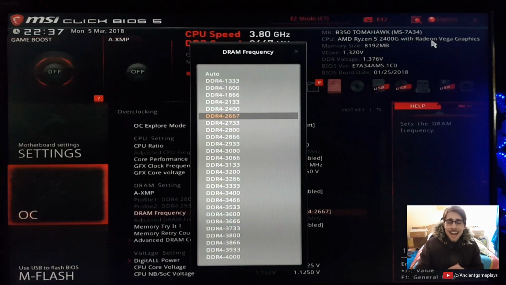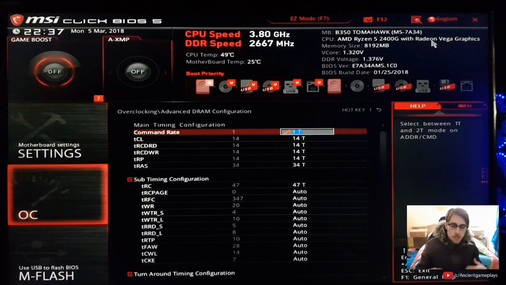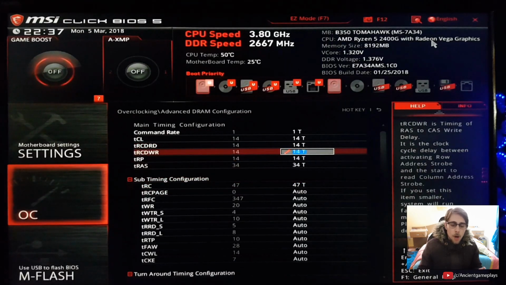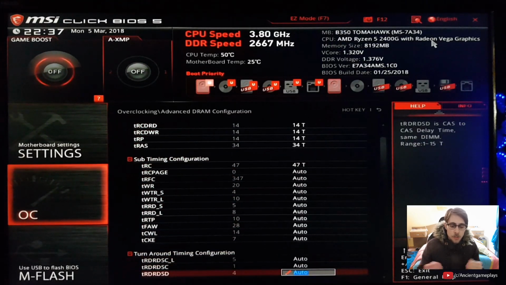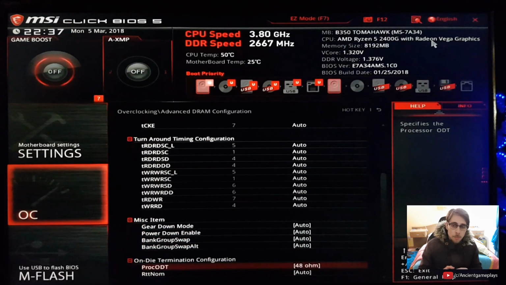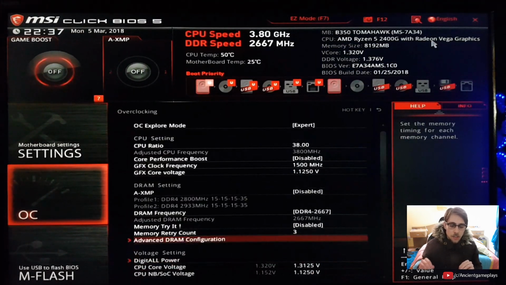As for the RAM, my RAMs suck. They are G.Skill Ripjaws 4, and they completely suck, so I have to leave it at 2667. Let's now go to the timings. Timings are simple: 14, 14, 14, 14, 34. The RAMs were CL15, but I put them on CL14 since I've reduced the frequency. This proc ODT setting is very important in order to overclock the RAMs. If you are having problems, just set this proc ODT to 48 or 60 and you will be fine.